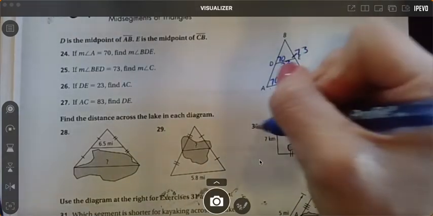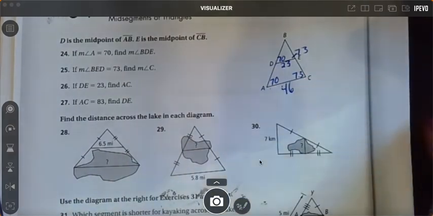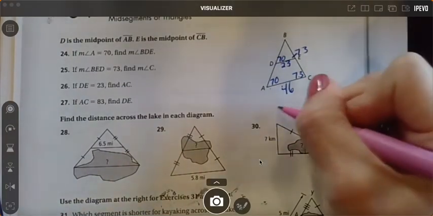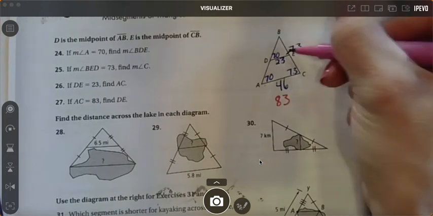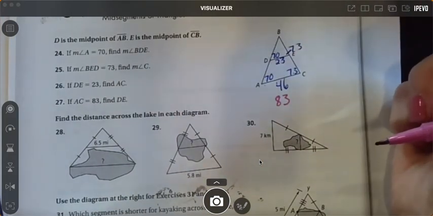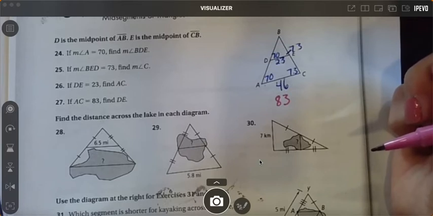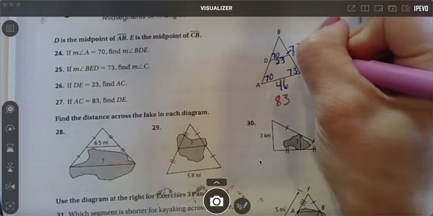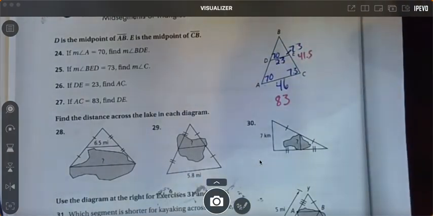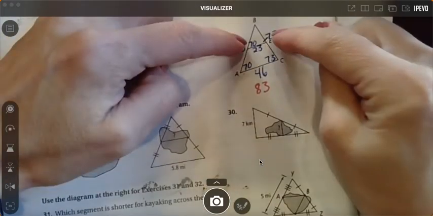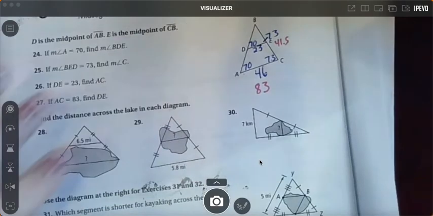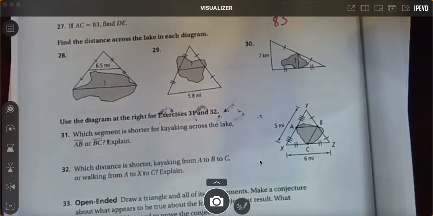Okay, if AC is 83, let's think now the longer one is 83. How do you find DE? Divide by 2. You go backwards. And what's 83 divided by 2? 41.5? 41.5 would be my answer on that one. Okay, do y'all understand that? Yes, no? You're either taking half or you're multiplying by 2. The angles, that's something we didn't go over on Friday. They're just congruent. Okay, number 28.